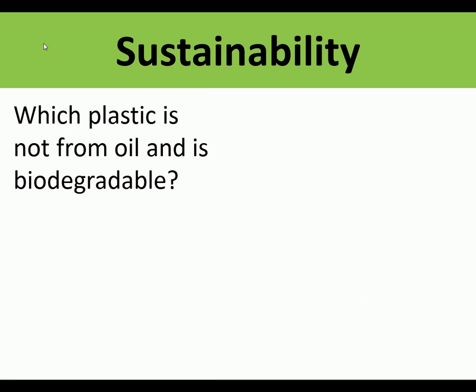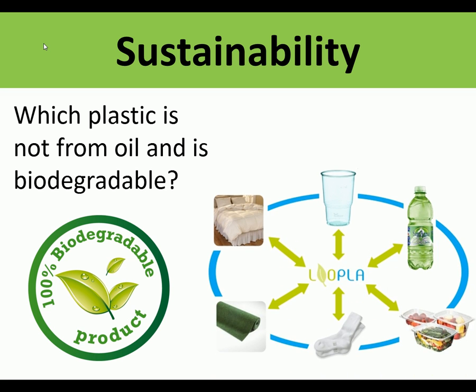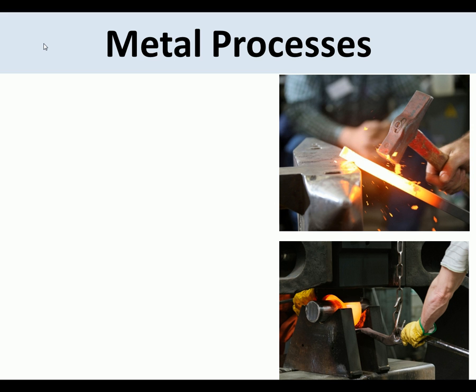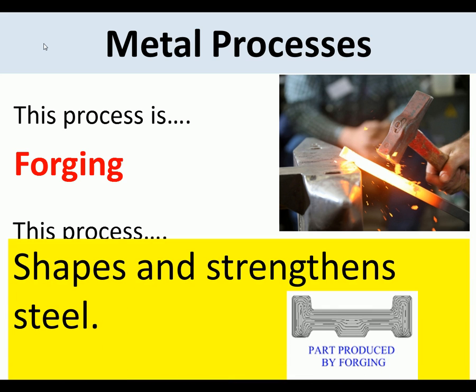Sustainability. Which plastic is not from oil and is biodegradable? It is PLA. Metal processes. This process is forging. This process shapes and strengthens steel. And we can see a part there with a grain structure because it's been forged.